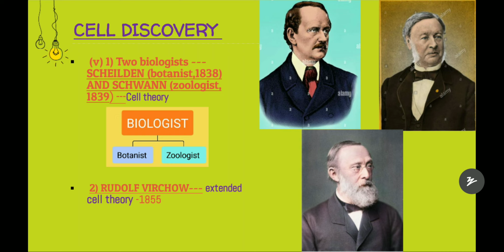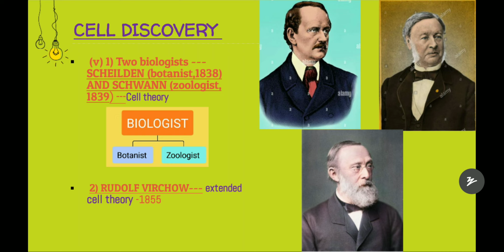Two biologists: Matthias Schleiden, a botanist, in the year 1838 wrote the first point of the cell theory, and then Theodor Schwann, a zoologist, in the year 1839 gave the second point of the cell theory. First of all, what is a biologist? A biologist is a person who studies living organisms. There are two types: botanist and zoologist. A botanist is a person who studies plants, and a zoologist is a person who studies animals.